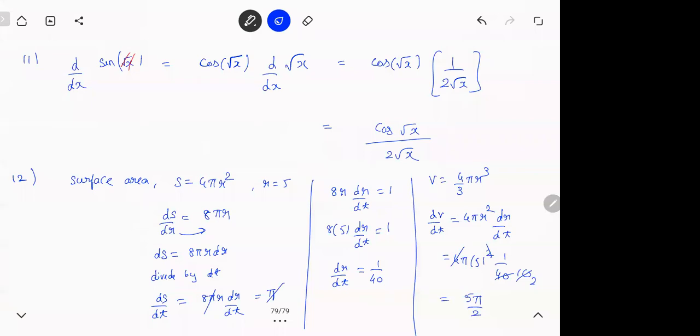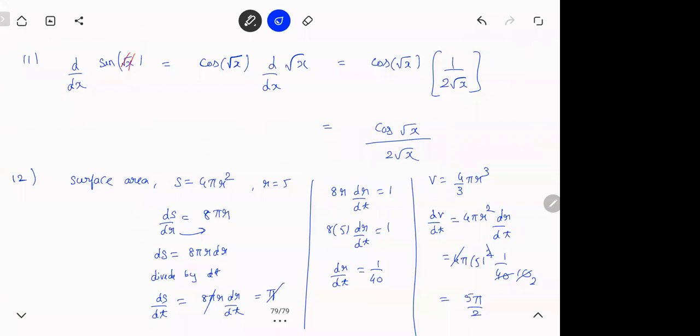So basically, the logic here is, if I know the rate of change of radius, I can find area and volume. If you remember, that's what I did in the class. But here what we did, I gave you surface area. From there you have to find the rate of change of radius. Why do you have to find volume?